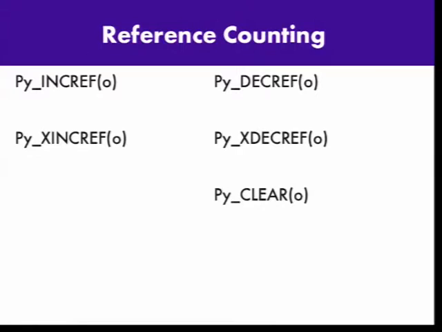And PyClear is a version of xdecref that also sets that object pointer to null. So that does a little bit of nice cleanup for you. And if it is null already, it's not an error.